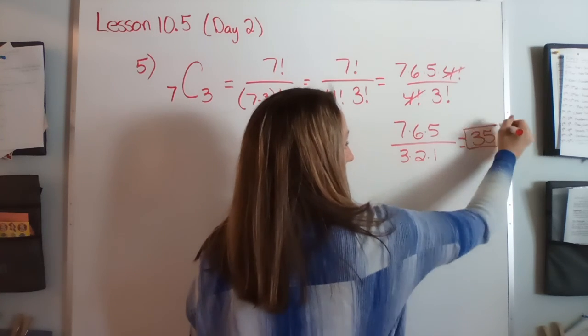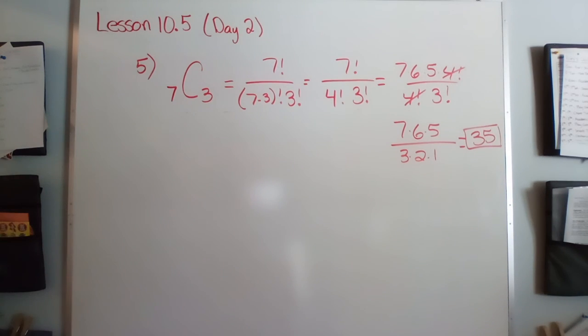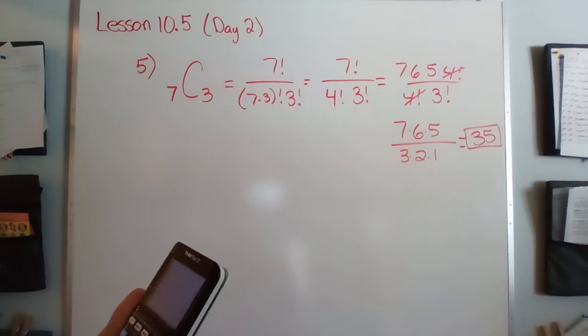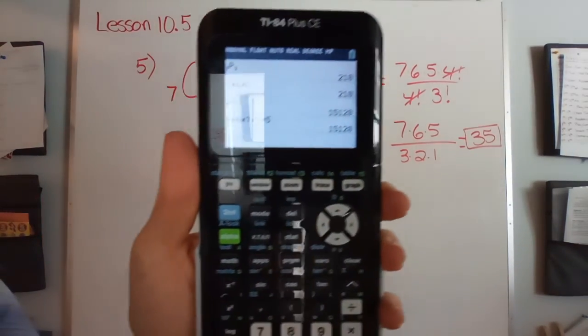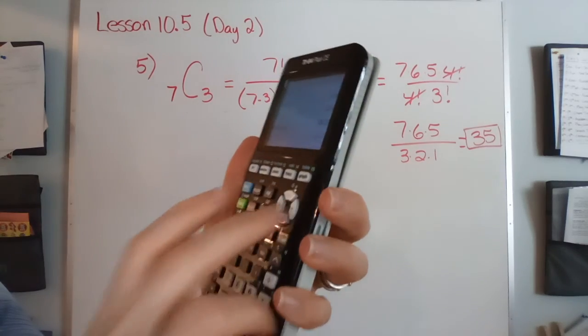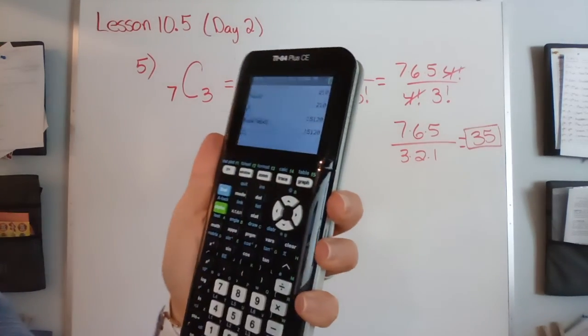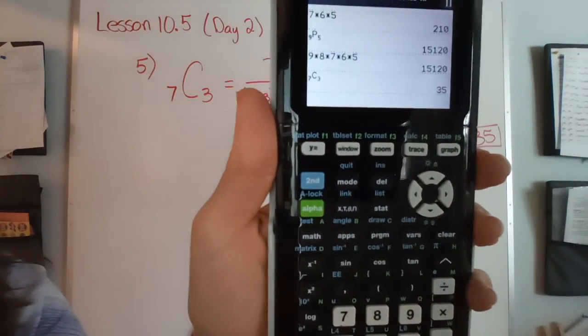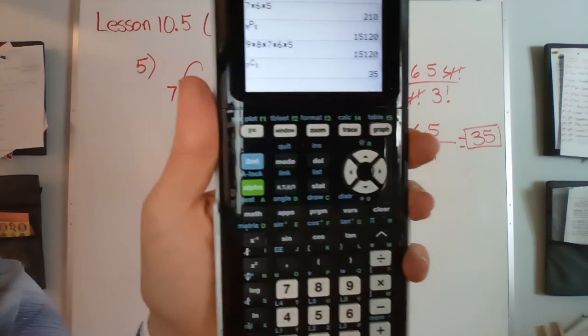Now I am going to show that on the calculator, but I just wanted to review how to simplify it longhand as well. With your calculator, again, hit math, go over to prob, but now you're going to go down to option 3 because it's a combination type problem. 7 objects, choosing 3. And you get a total of 35.